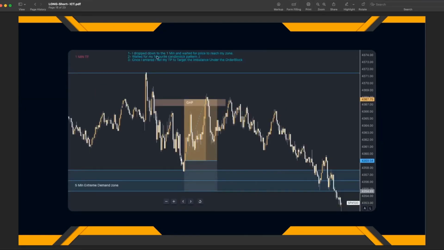Now, as you can see, I dropped down to the 1 minute and waited for price to reach my zone, waited for my favorite candlestick pattern. And then once I entered, I set my TP to target the imbalance under the order block. Now, price touched, you see the candlestick pattern. I entered, put my stop loss right under the demand zone and targeted the gap. You should always, especially as beginners, target for value gaps instead of order blocks or extreme zones or swing points, because price usually looks more towards taking out gaps than swing points, and it's always a safer way to trade and target TPs. Very easy, very simple.